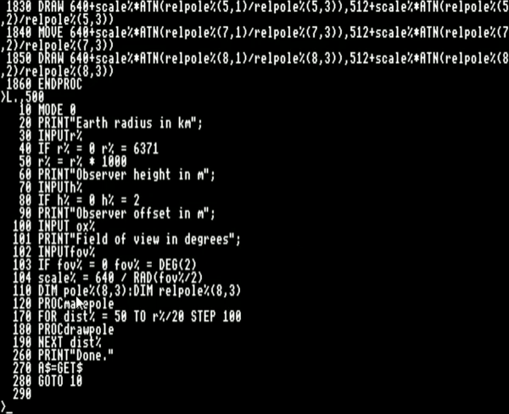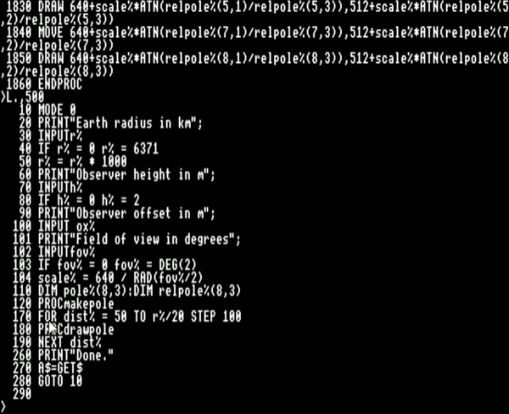Dimension, also known as an array, called pole, percent saying it's of integers. 8x3, it has 8 entries, each of which has 3 values. And relative pole, same size. Procedure, also known as a routine or a function. Make pole, this is something that's further down, saying it's called make pole, do whatever it does. I'll show you that next.